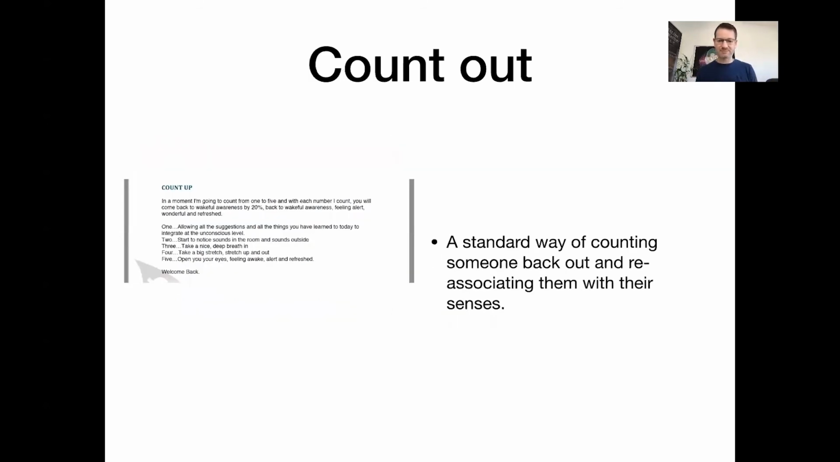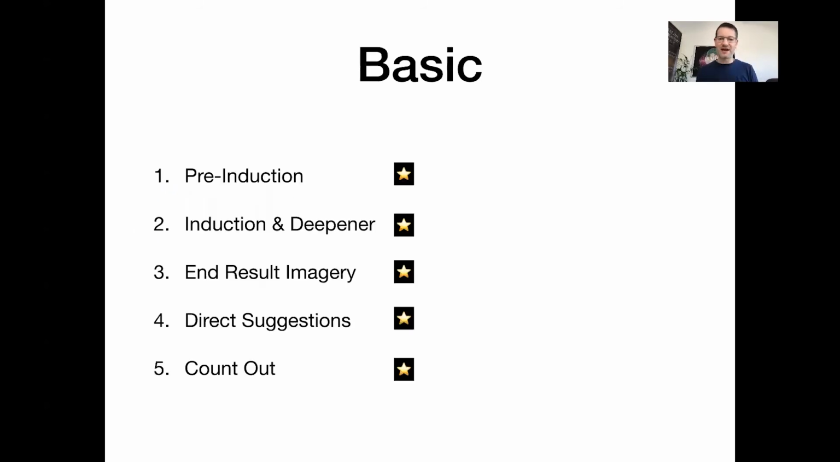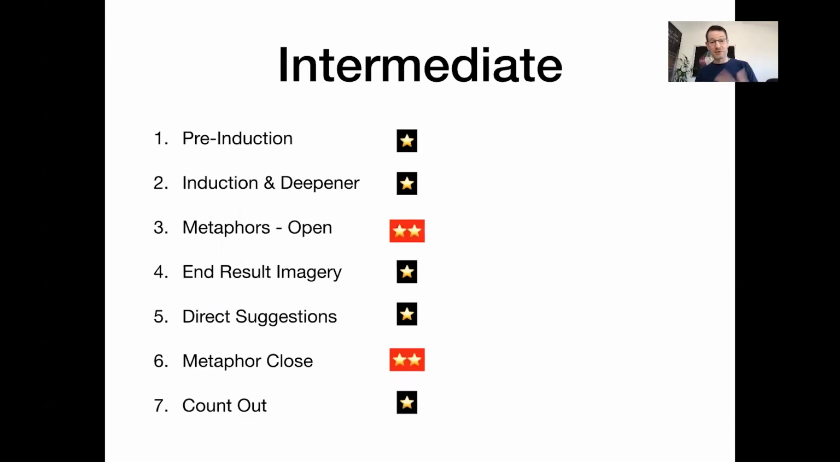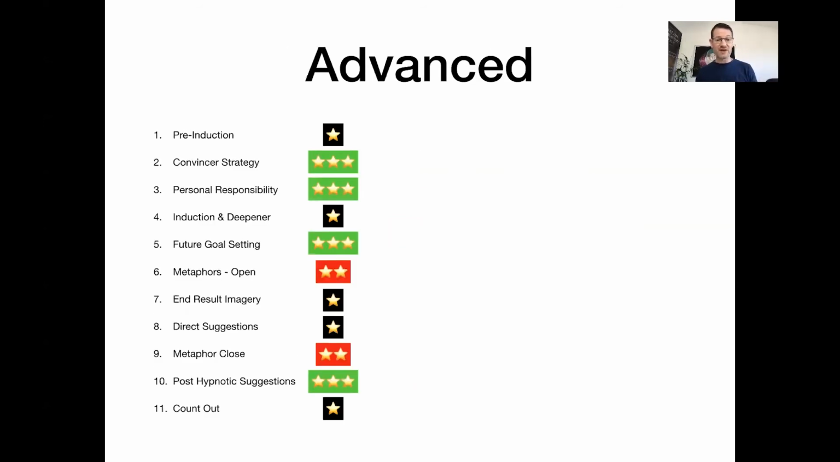Then you have the count out, which is basically a standard way of counting someone back out and reassociating them with their senses. And so that is each of the ingredients of the anatomy of an advanced script. So again, if you want to go basic, you've got pre-induction, induction, end result imagery, direct suggestions, a count out. You want to go intermediate, well, so you put the metaphors in, the open and close, plus the basic. You've got an intermediate version of a script or a hypnosis session. And you got the most advanced, which is doing it all.